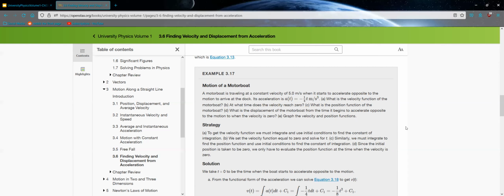So when does the boat stop moving? What is the position function of the motorboat? Useful, you want to make sure you're close to the dock. And what is the displacement of the motorboat from the time it begins to accelerate opposite to the motion to when the velocity is 0? So how far does the boat move before it stops, right?